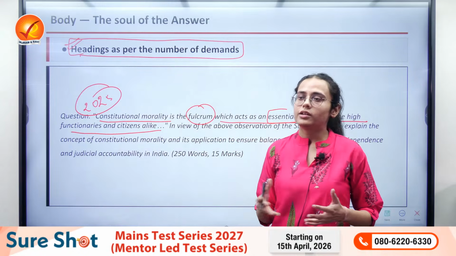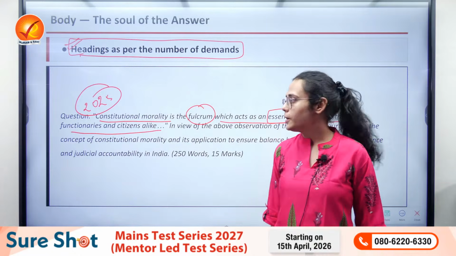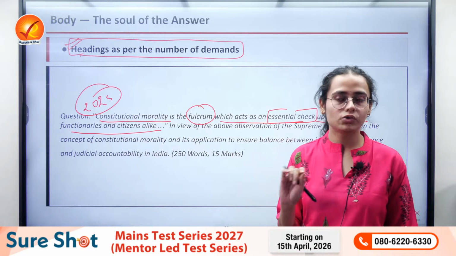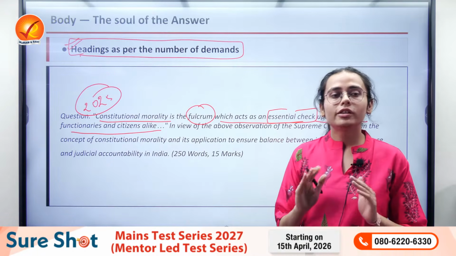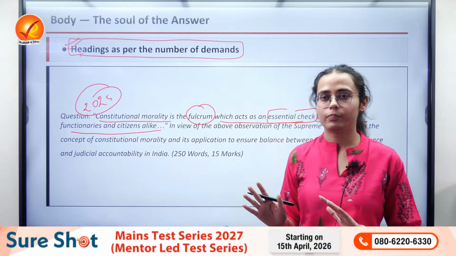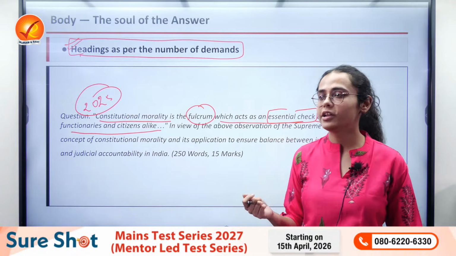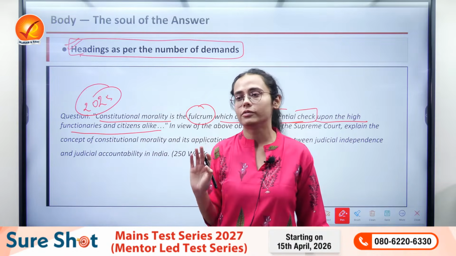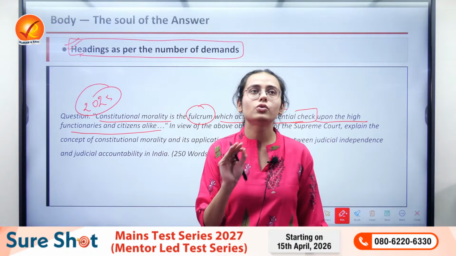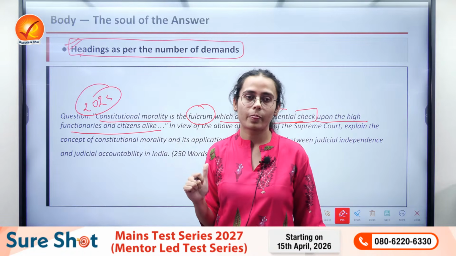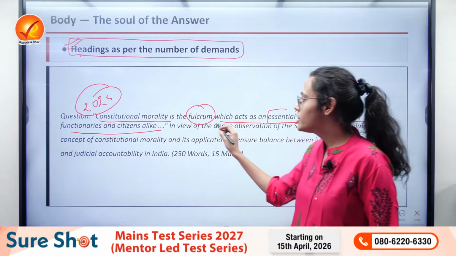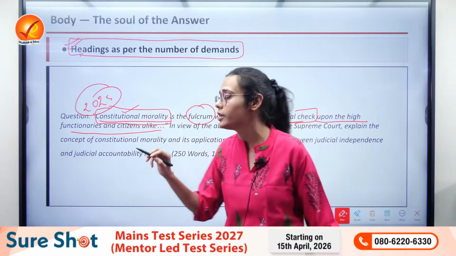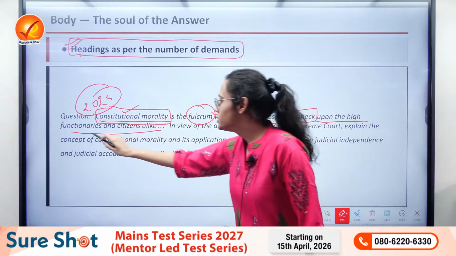One more thing. Whenever you start writing the answer, the way to read and underline the question is to read the question at least 2 to 3 times. Understanding my point? Because it's very difficult to decipher the core demand in the very first reading. And while you are reading, mark the important keywords. Like here, the keywords are constitutional morality, fulcrum, functionaries and citizens alike.